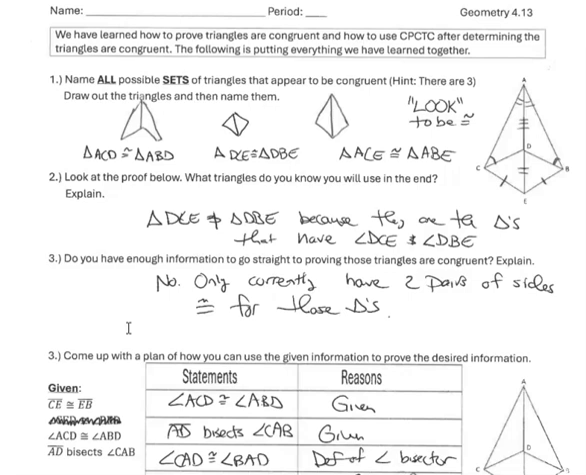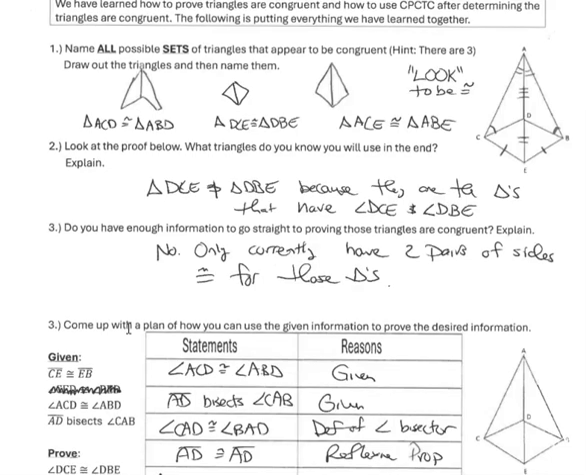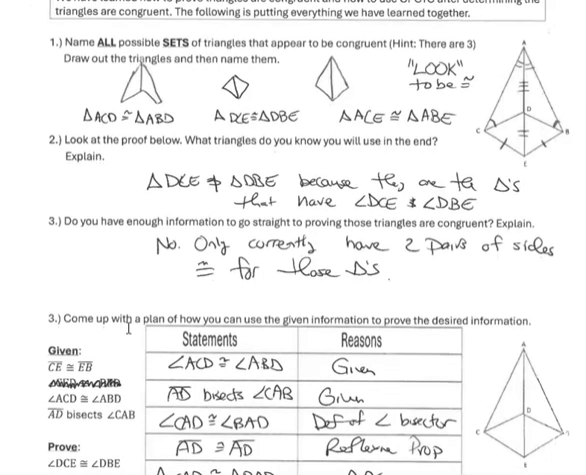Do you have enough information to go straight to that? So if you drew those out, you can see the marks that I put. You had the reflexive property and you had a given, and the answer is no. You do not have enough to be able to work with those triangles directly. So the question is, are there other triangles you can work with first so that once you find out that those triangles are congruent, you would be able to steal parts of those and through CP/CTC learn about the triangles you do care about.